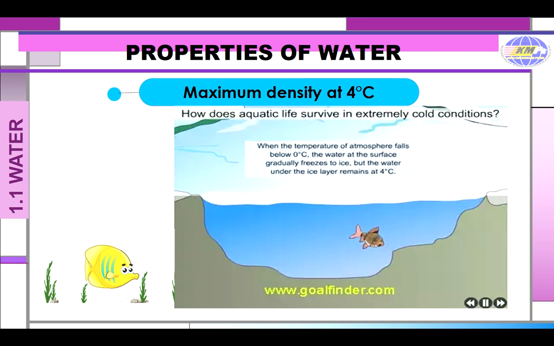The advantage of having such characteristic is when a layer of ice forms on the surface of ponds or lakes, it enables the living organism to survive in the water of the Arctic and temperate countries.